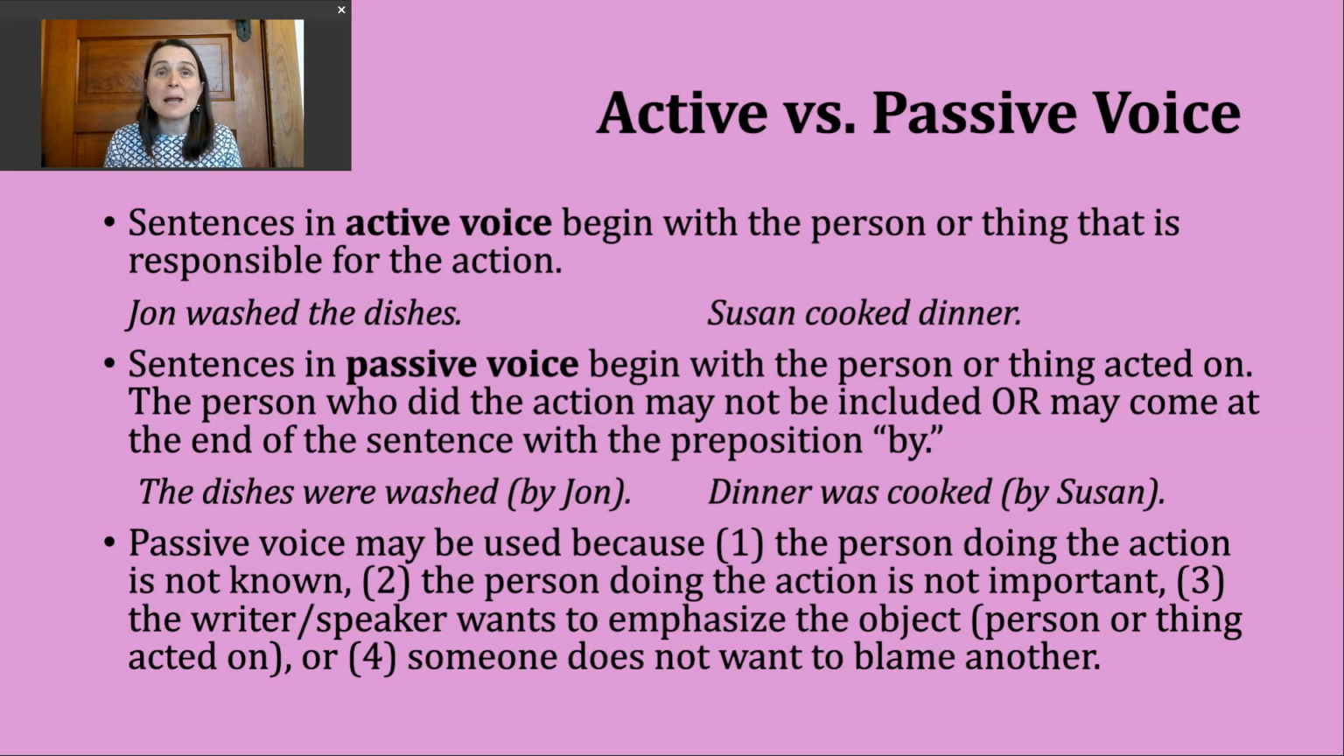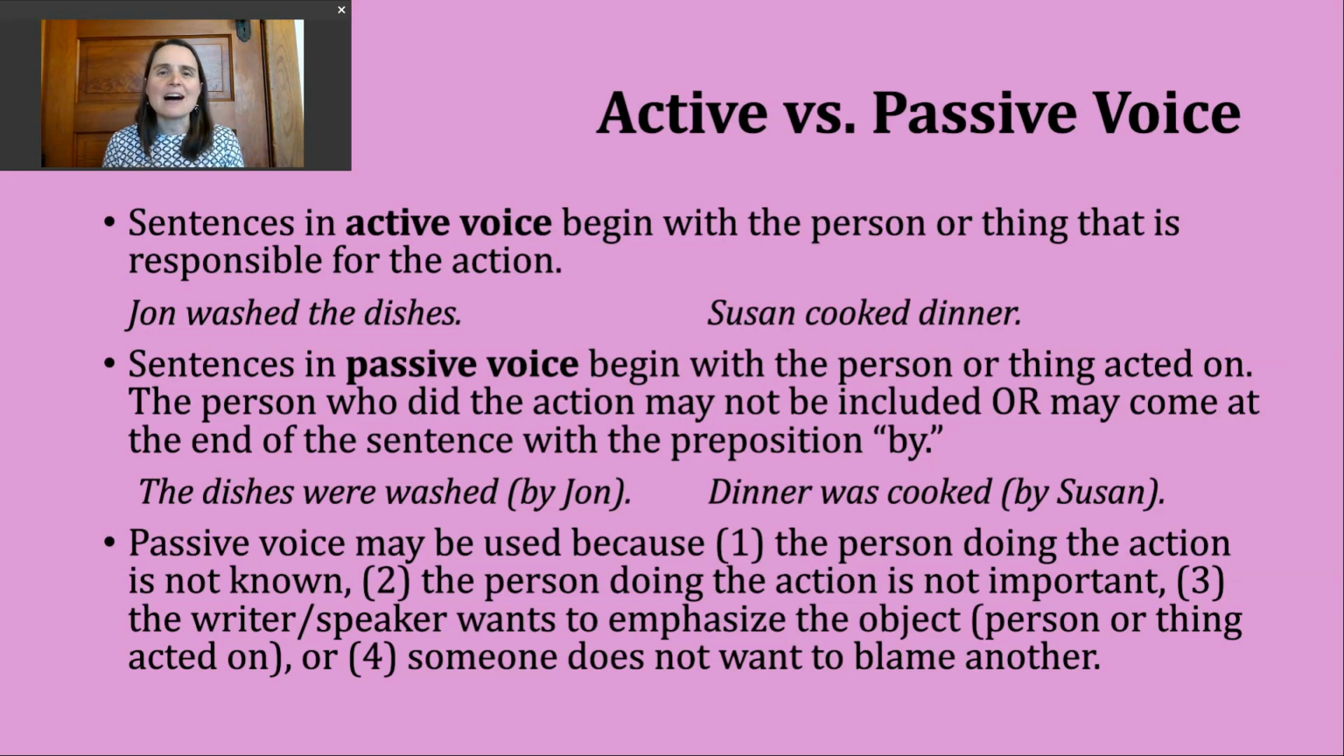And a connected reason might be that the person that is responsible for the action just might not be all that important. And instead, the person who is writing or the person who is speaking wants their audience to focus on the noun that is receiving the action. So we call that emphasizing the object.